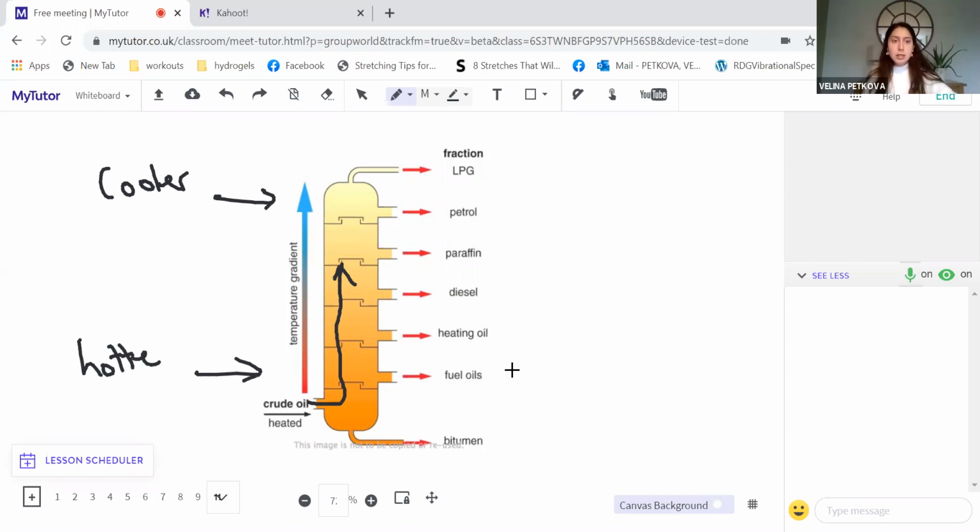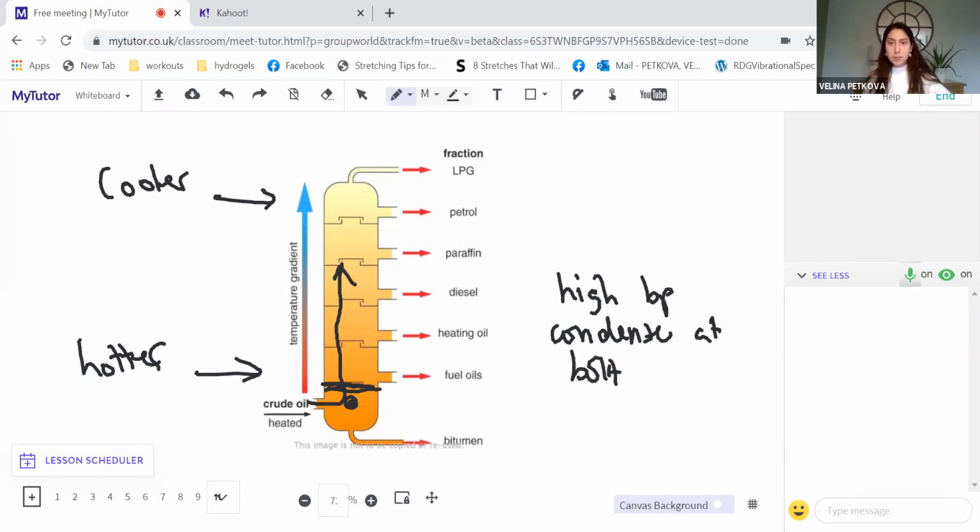In the crude oil, you've got lots of different alkanes, lots of different liquids that all have different boiling points. Some of the crude oil has really, really high boiling points, so they condense at the bottom of the fractionating column. Okay, so high boiling points condense at the bottom. That's a really key factor, remember. Bottom of the column, okay?